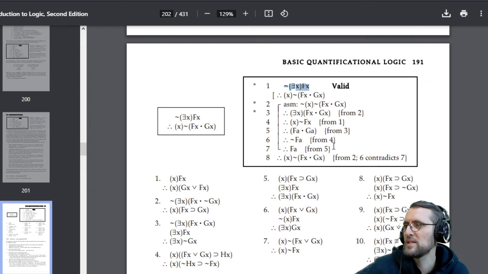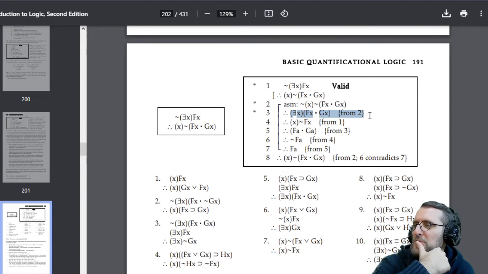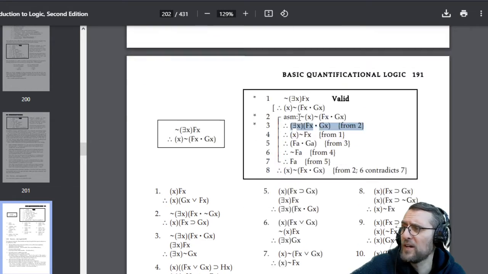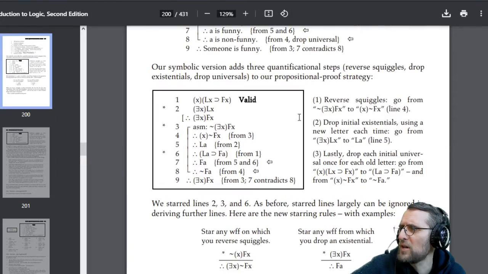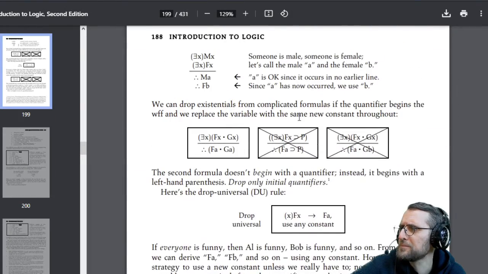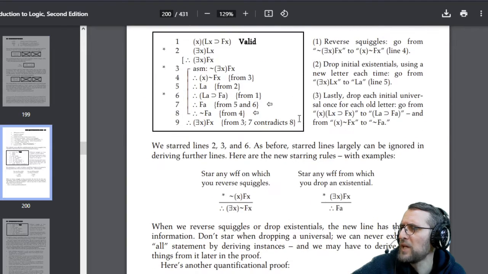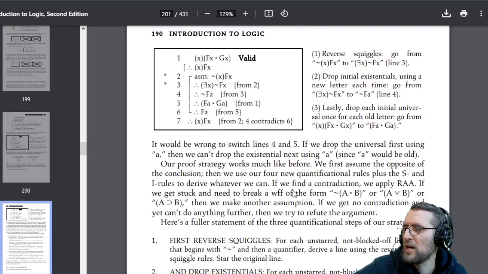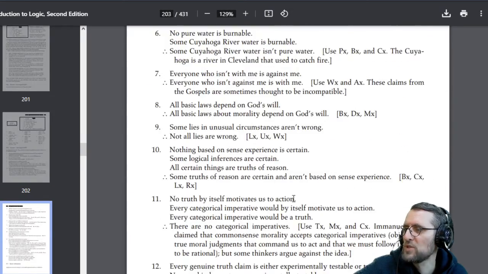When we do this, we actually don't have to star off this line. I wonder why that has a star. Or do we have to star that off? Because it's a negative all quantifier, right? Maybe a negative all quantifier we have to star off. Let's look in our star off rules again. Where did we have the star off rules? Yeah, star any well-formed formula on which you reverse squiggles. So reverse squiggles we have to star off, but pure all quantifiers we don't.